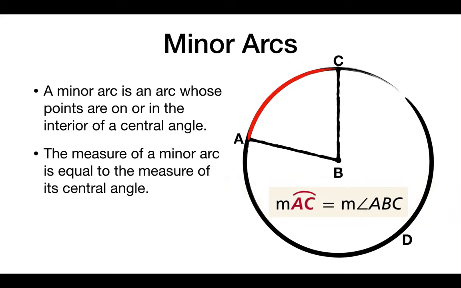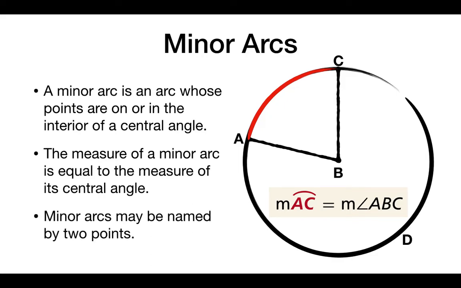The measure of the minor arc is equal to the measure of the central angle. So in this case, the measure of arc AC would be the same as the measure of angle ABC. So a central angle is the same as its intercepted arc. We would name any minor arc by 2 points, being specifically the endpoints. Please notice also the way that we mark an arc is we list it like this. So it's kind of like a line segment, but it's curved.